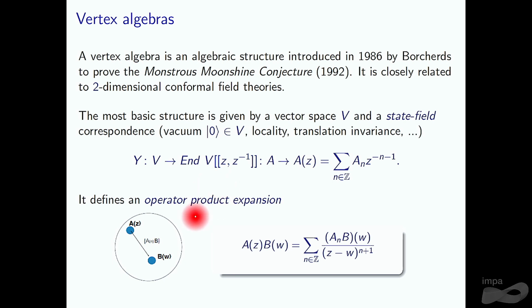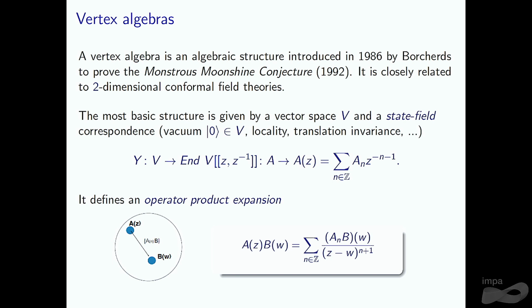So a vertex algebra is a structure introduced by Borcherds, which is very much inspired by conformal field theories. And the most basic piece of the structure is given by a vector space and a state-field correspondence, which sends elements in the vector space, states, to fields, which are endomorphism-valued bilateral series in an indeterminate z and z minus 1. This, of course, needs to satisfy a bunch of axioms. There should be a vacuum, which is a non-zero vector, locality, translation invariance, etc.